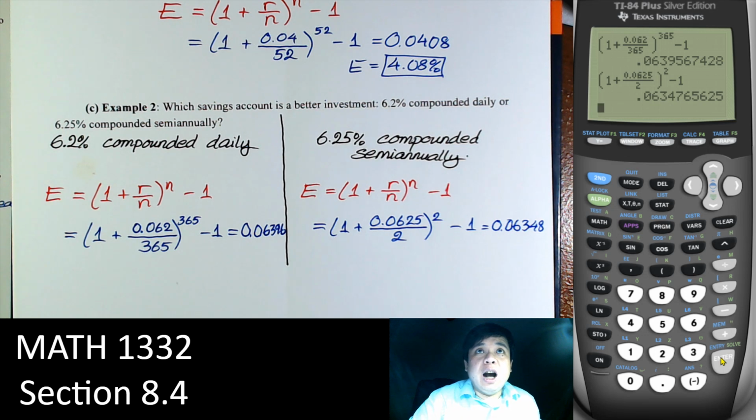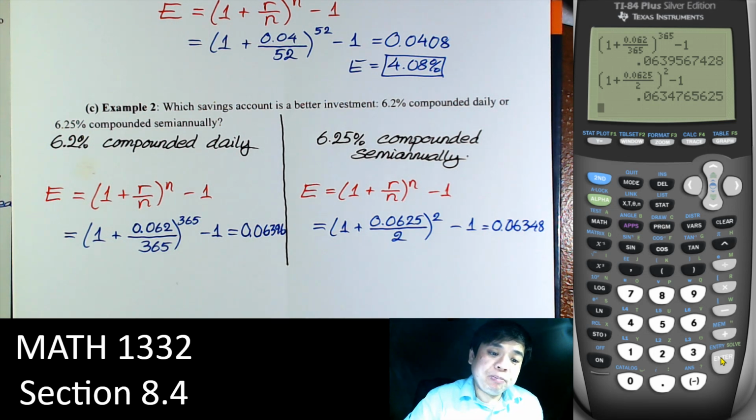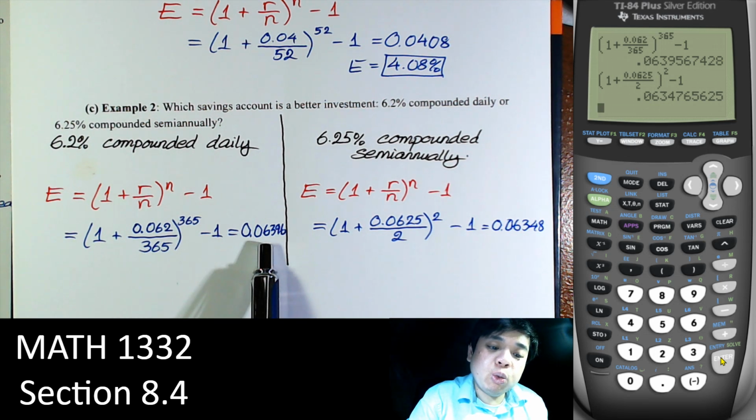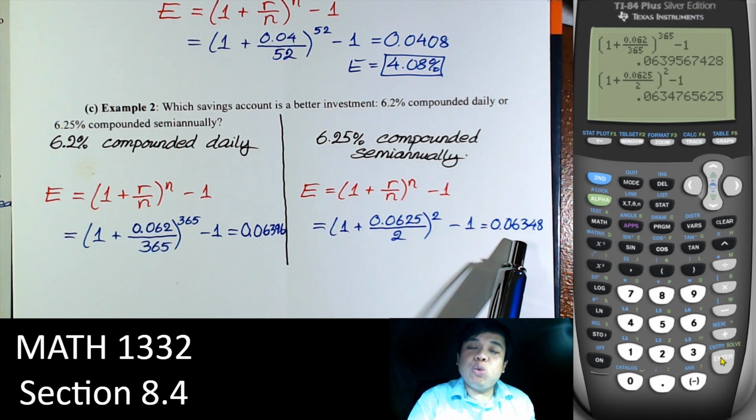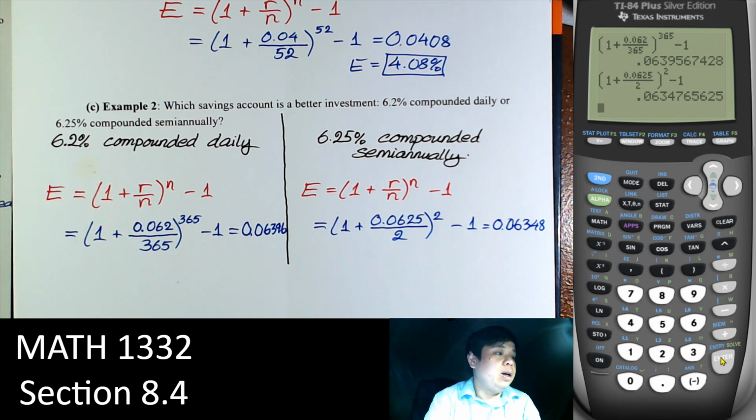Slightly better. Of course, if we make a very small investment, that doesn't matter. But if we make a very huge investment, every little thing counts. So this is 6.39%, this is 6.34%, so that is slightly better. So we should go with this. And with that, we finish section 8.4. As always, thank you for watching and see you in another video in Math 1332.